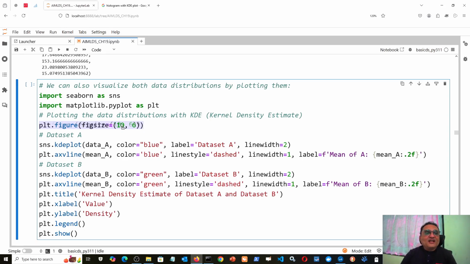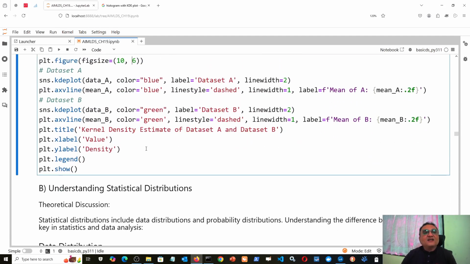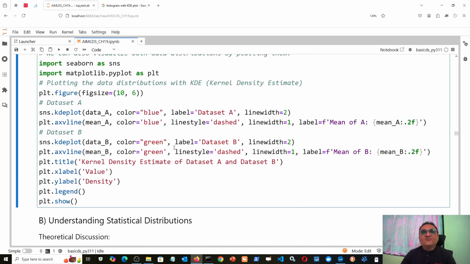Okay, so 10 by 6 pixels, or maybe 10 centimeter by 6 centimeter, whatever is the default unit with Matplotlib, that will be the figure size. Once the empty figure is created, the next steps are very simple. plt dot the type of the plot, or sns dot the type of the plot. So here I am drawing sns.kdeplot, because Matplotlib does not have the facility to put the KDE plot directly in one line of code. So we'll use sns. Then we will use plt.xlabel, plt.title, plt.ylabel, and finally plt.show.